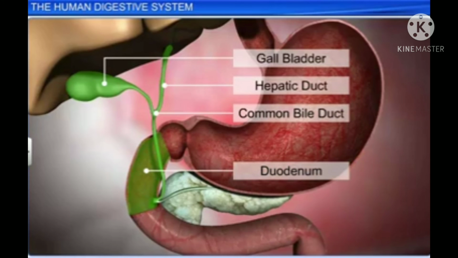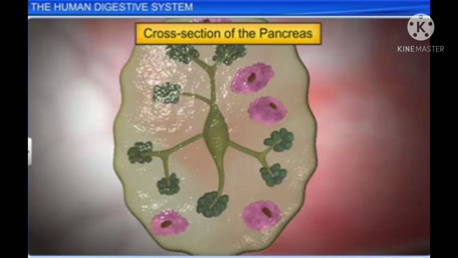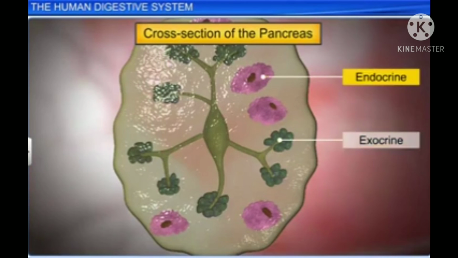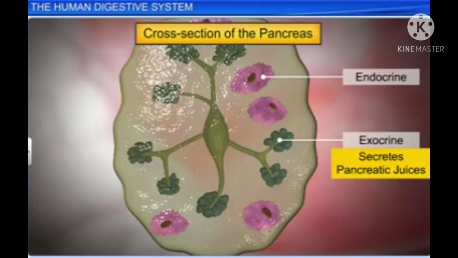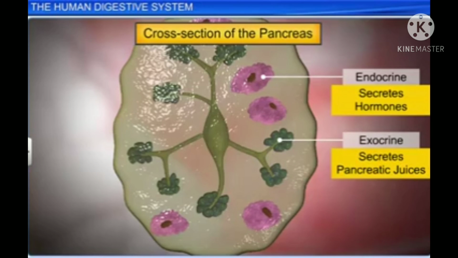Apart from the liver, the digestive glands also include the pancreas. Situated in the duodenum, the pancreas is a compound and elongated organ consisting of exocrine and endocrine parts. While the exocrine portion secretes an alkaline pancreatic juice containing enzymes, the endocrine portion secretes hormones such as insulin and glucagon.